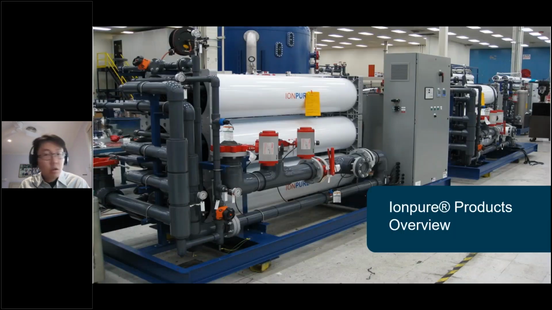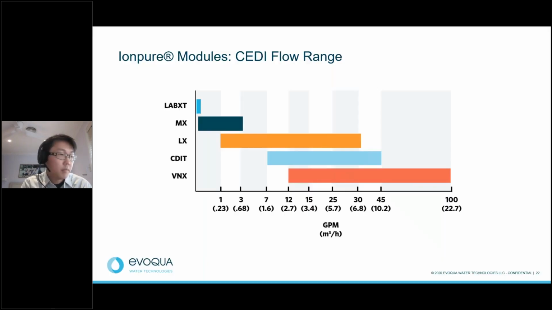So now we talk about all of the products that we have. So this chart shows you all of our modules and their flow range. So it means that for whatever flow rates that you want, we have the product to match your needs.